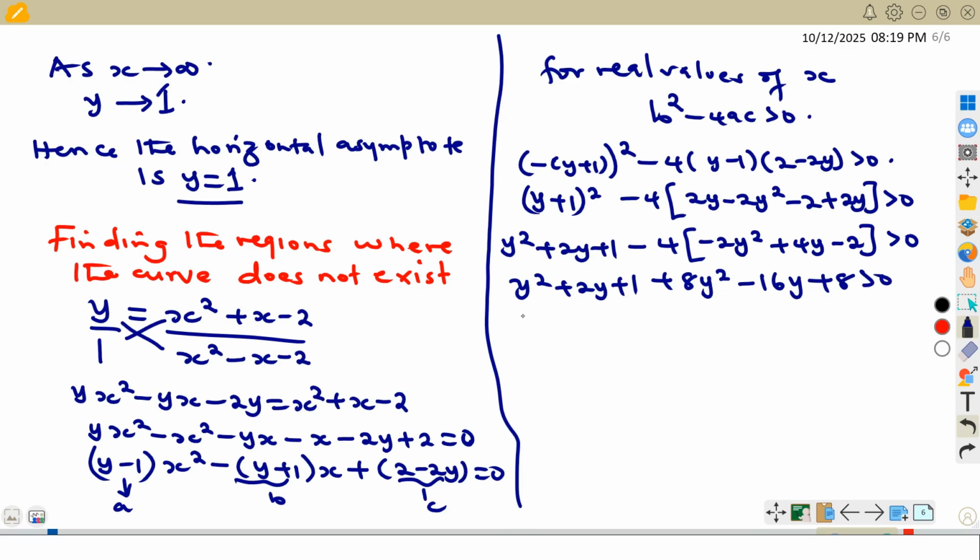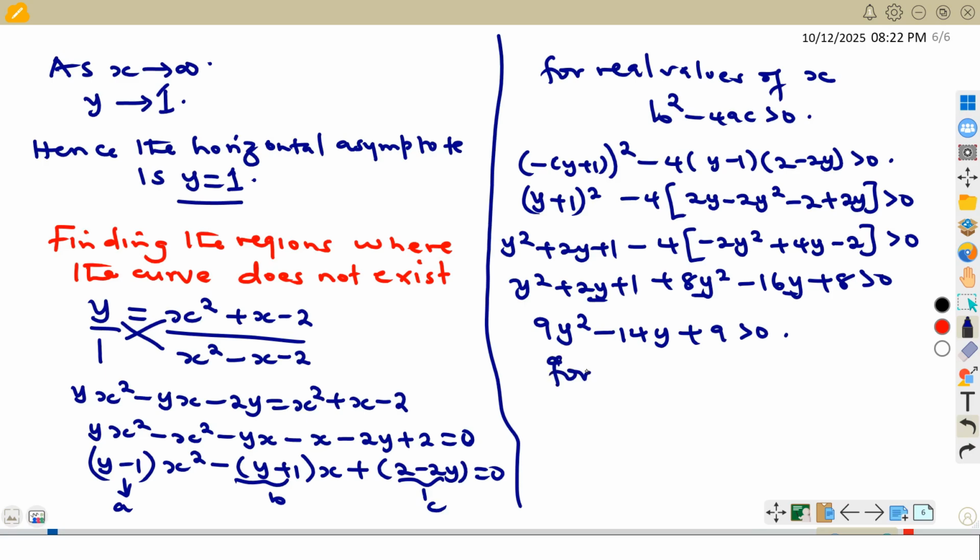When we try to simplify it further, this will be 9y squared minus 14y, and this is 2y, okay, this and this, then plus 9, which should be greater than 0. So that is basically what we shall have. So next we need the values for y. To get the critical points for y, we must solve this.